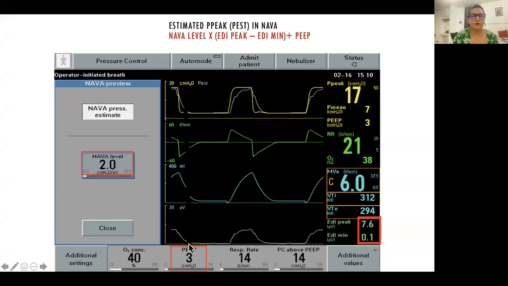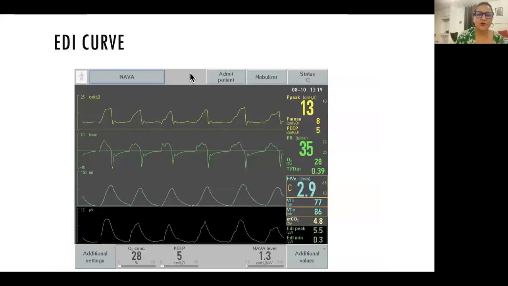So now, how much would be your estimated PIP? So 2 into 7.5 plus 3. So 2 into 7.5 is how much? 15. Yeah, plus 3. So that is almost 17, 18. So that is what the baby is getting. So this is how it is calculating. So when you have set it, this is how the EDI curve will look. And if you see, all are actually synchronous with your EDI curve. Your pressure, your flow, and your volume is synchronous with your EDI.